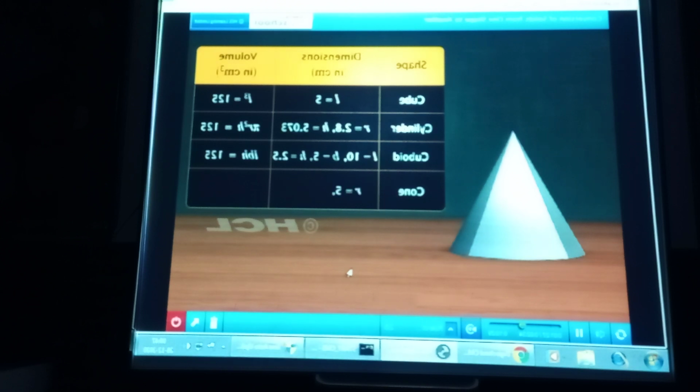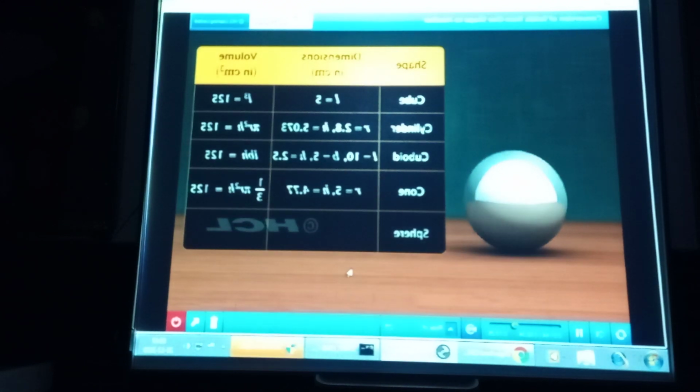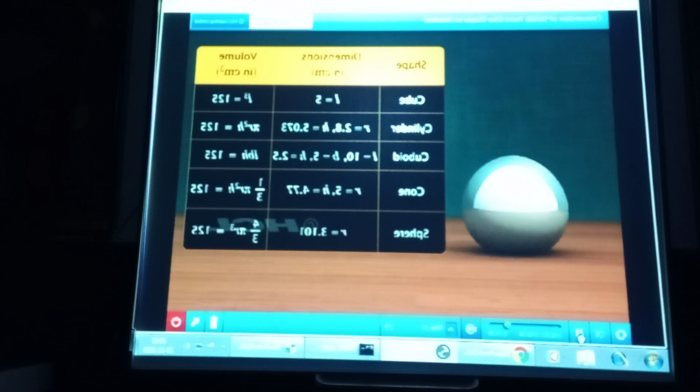The diameter of the base of the cone is 10 centimeters, and its height is 4.77 centimeters. Hence, its volume is around 125 cubic centimeters. Now, the same cone is melted and a sphere is formed. So, the volume doesn't change. The radius of the sphere is 3.101 centimeters approximately, and hence its volume is around 125 cubic centimeters. Finally, the same sphere is melted.